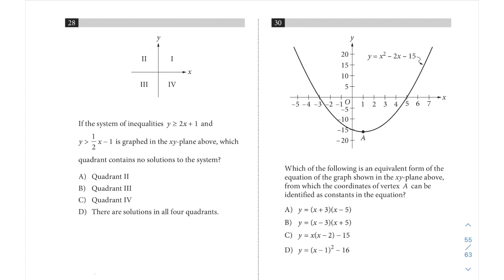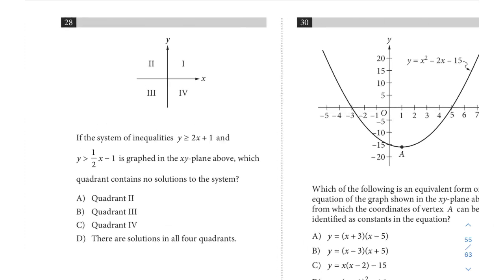Hi, this is Chris, and we are taking a look at questions 28, 29, and 30 to finish up the multiple choice in section 4 of SAT Practice Test 1. So let's take a look at question 28.